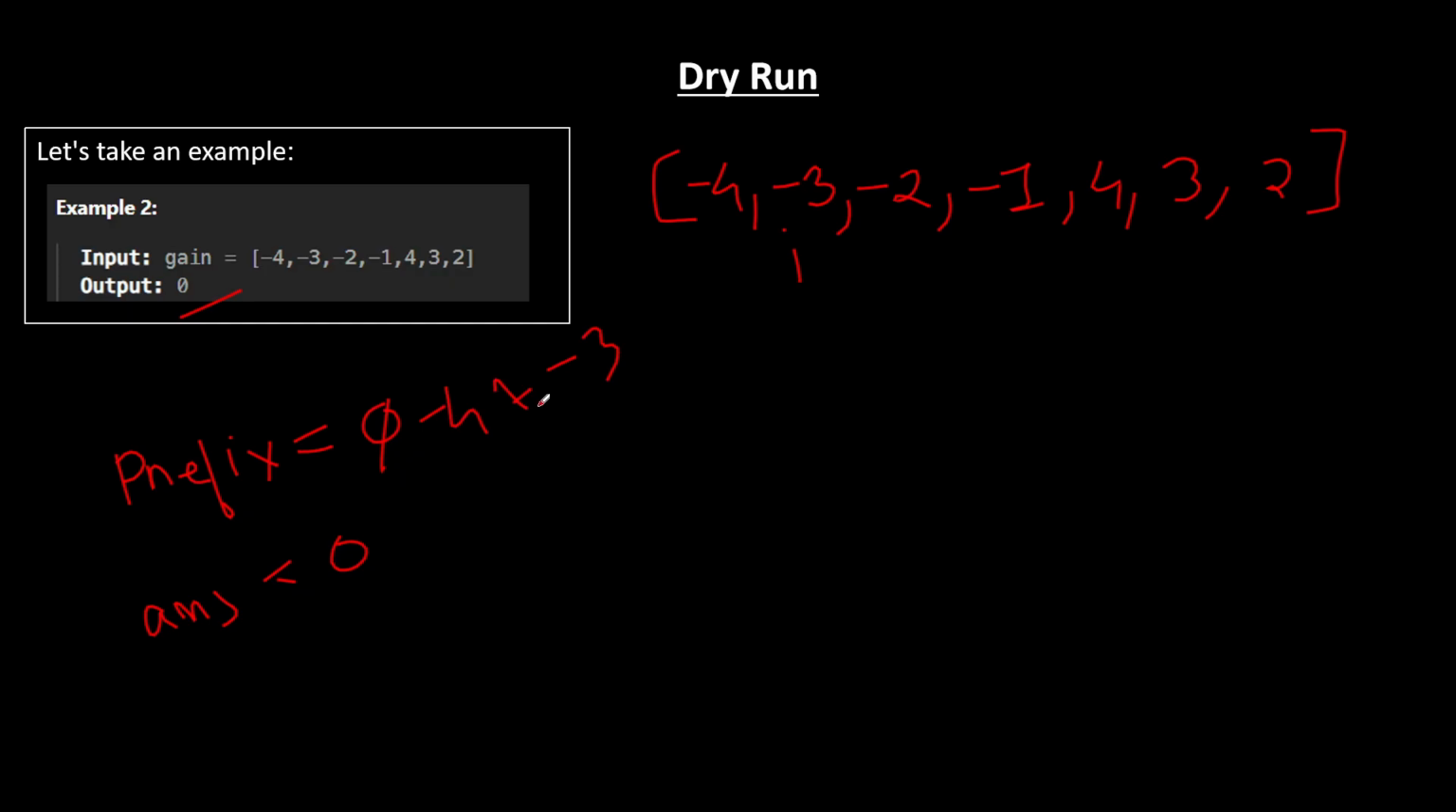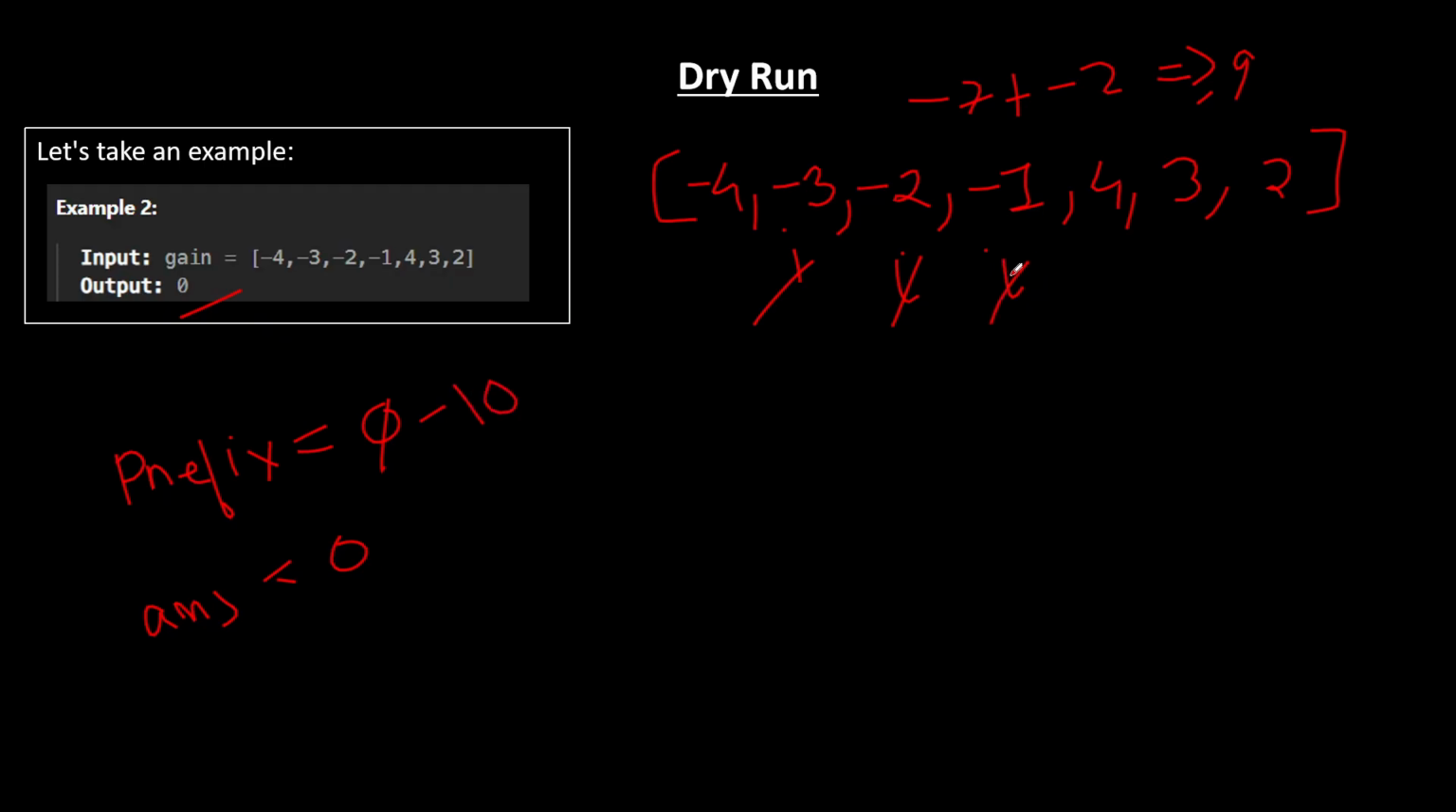-3 plus -4, we write it here. We added -3. How much does it give? It gives -7, right? So prefix becomes -7. So basically till index 1, the total sum is -7. Then -7 plus -2 gives me -9 at the next index. So this becomes -9. Again, -9 plus -1 is -10, right? So we update the prefix sum again to -10.